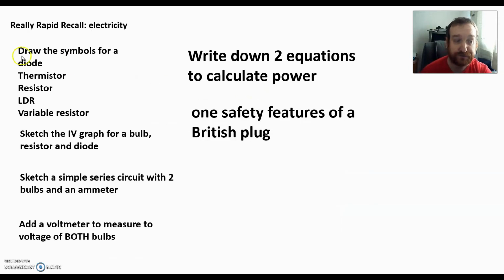You need to draw the symbols for a diode, thermistor, resistor, LDR and variable resistor. You need to sketch the IV graph of a bulb, a resistor and a diode. So a current voltage, current potential difference graph. You need to sketch a simple series circuit with 2 bulbs and an ammeter. You need to add a voltmeter, measure the voltage of both bulbs.